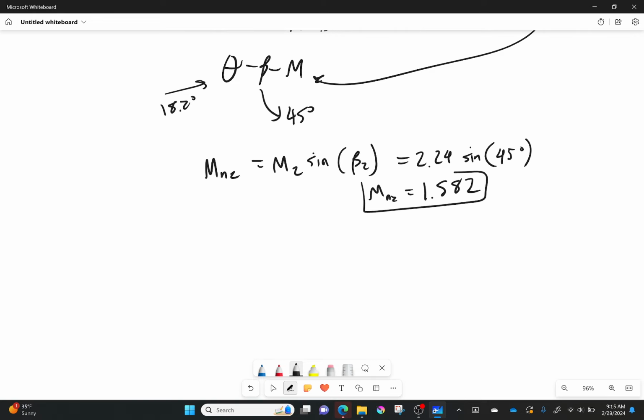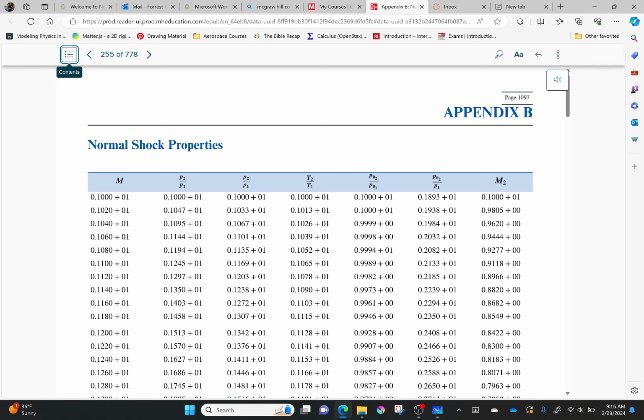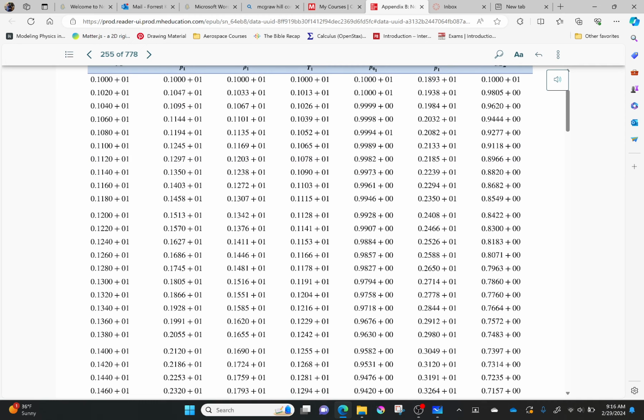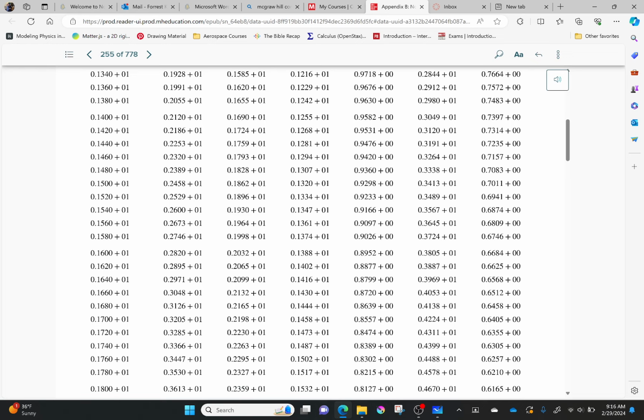We go to the normal shock tables. So let's go to the normal shock tables again. And appendix what? It's appendix B. Okay, here we go. Now we're in the normal shock property tables again. Now I've got a normal Mach number of 1.582, so I need to find 1.58. Am I going to interpolate? No, I'm not. Will it be slightly off because of that? Yes, slightly. And that is completely fine.